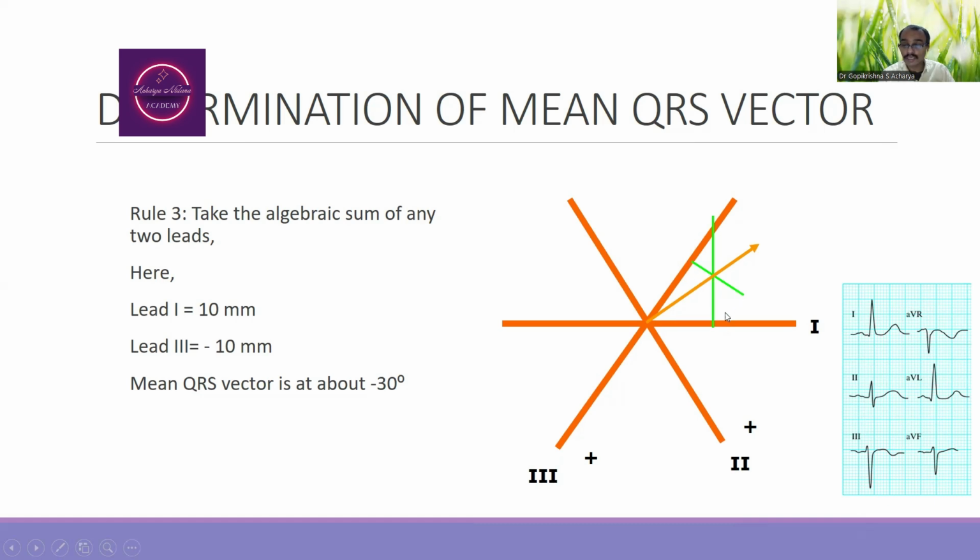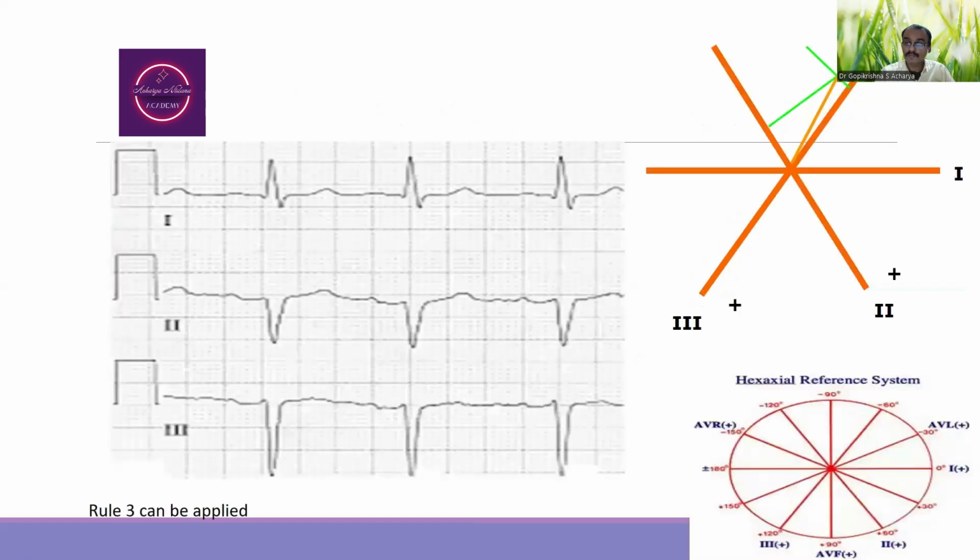We have to draw the perpendiculars, which will be meeting at one particular point. From the center of the hexaxial reference system, we have to draw a straight line that will give us the electrical axis by making the angle with 0 degree. So here the value is minus 30. So this is an example where rule 3 only can be applied.